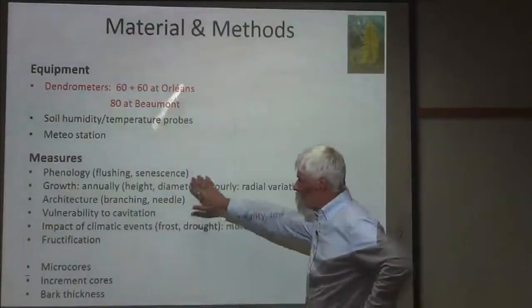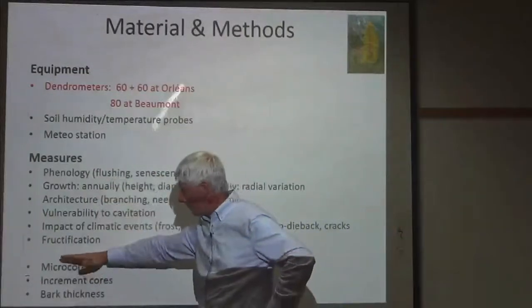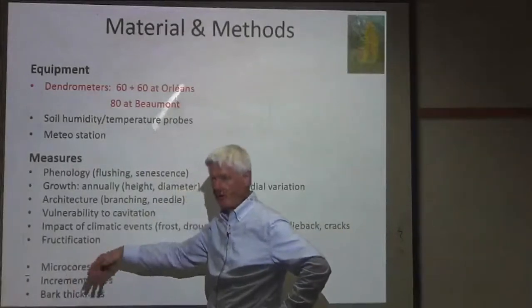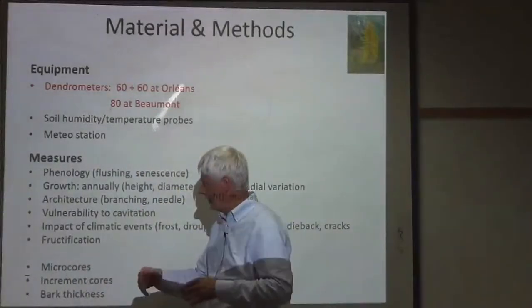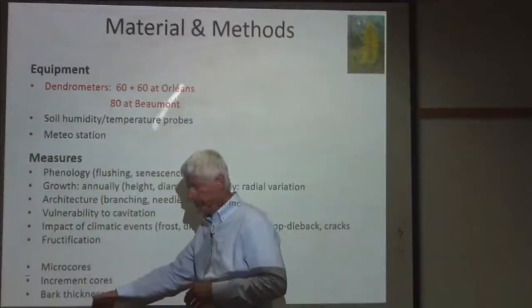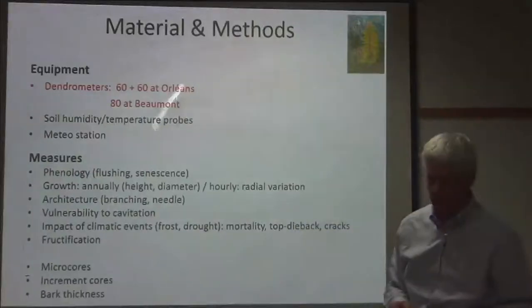So this is what we have been doing so far, and we are doing that regularly. What we are thinking now is to go with microcores to monitor xylogenesis because the trees are getting bigger. Some increment cores that we might need also to look at, and the bark fitness, which might be useful as covariates in some other studies.